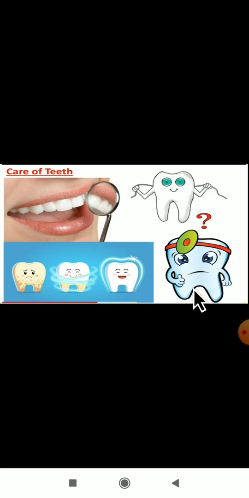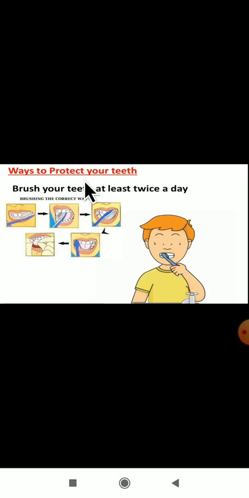Dear students, you have to take care of your teeth. First thing what you have to do, you have to brush your teeth at least twice a day.